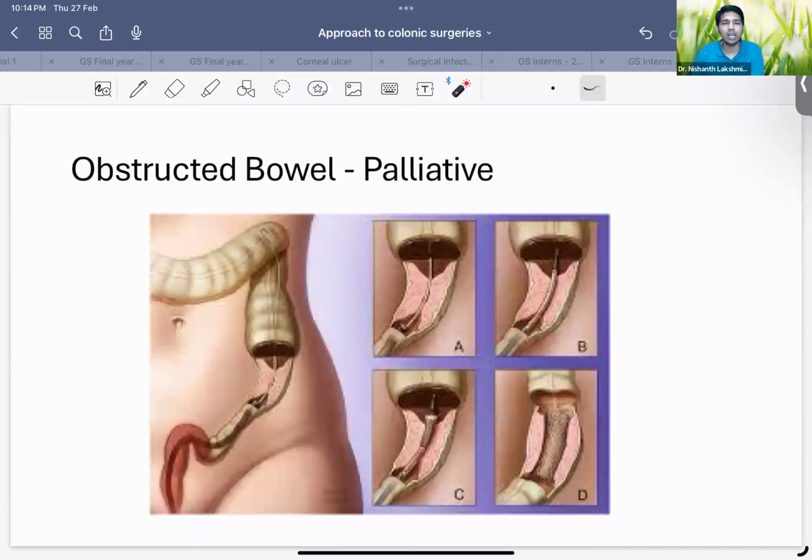Palliative way of managing an obstructed bowel is to put in a stent. Best is this, rather than doing a stoma, best is to put a stent, give them neoadjuvant.